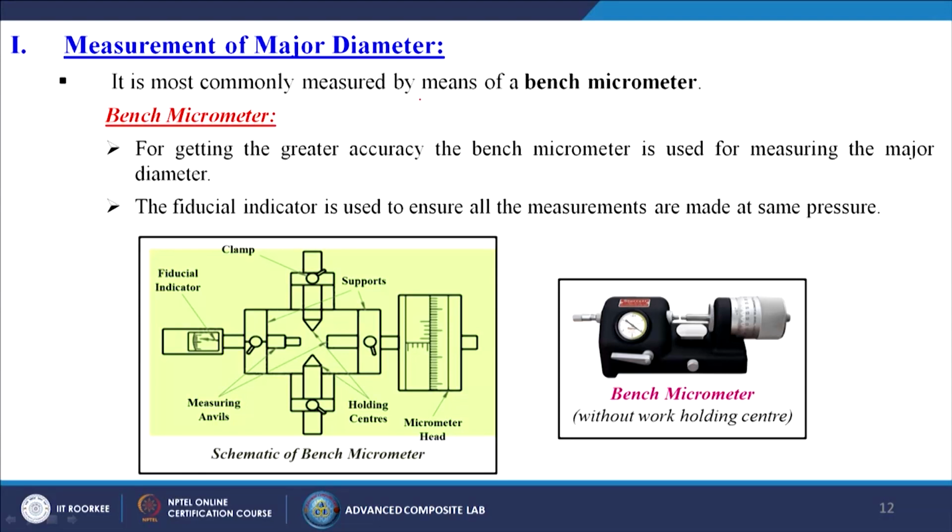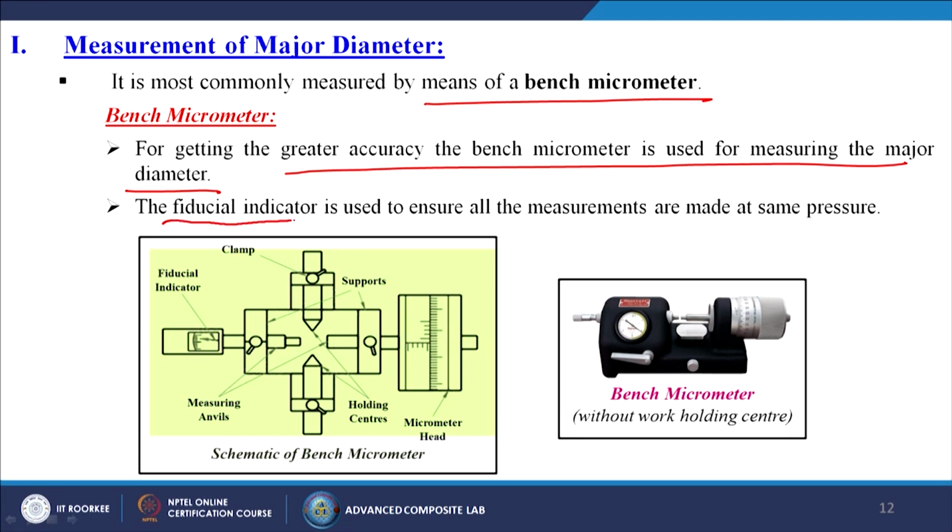Now, first let us start with how we can measure the major diameter. It is most commonly measured by means of a bench micrometer. What is a bench micrometer? For getting greater accuracy, the bench micrometer is used for measuring the major diameter. The fiducial indicator is used to ensure that all the measurements are made at the same pressure.